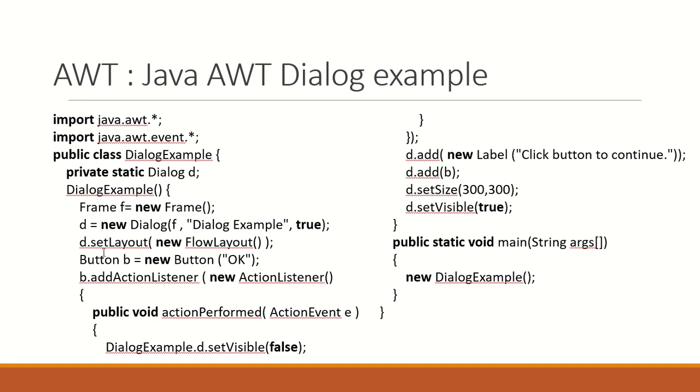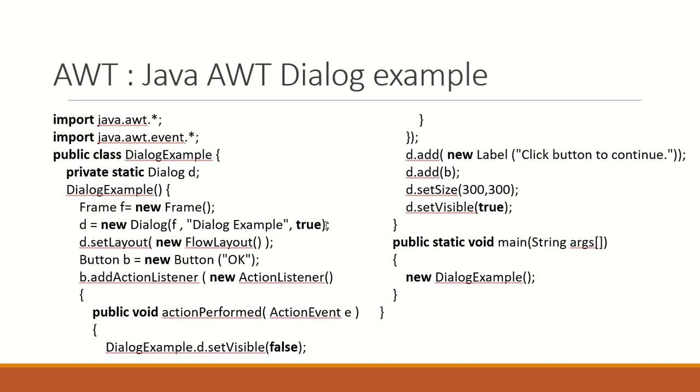Then you are going to have a layout. You are setting the layout to be of type flow layout, just like we have set layout for a frame. Then you have a button, and that button has a label, and it has an action to be performed. The action is that when the button is clicked, the dialog should disappear.